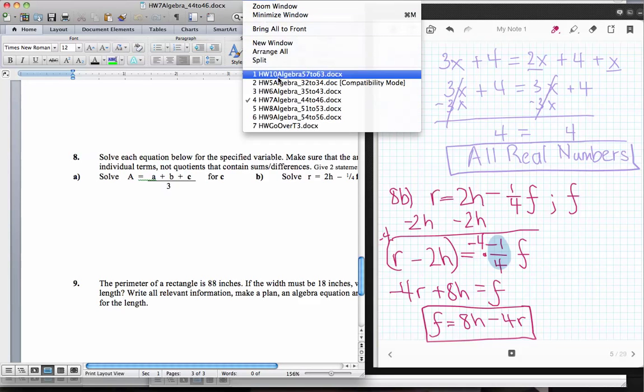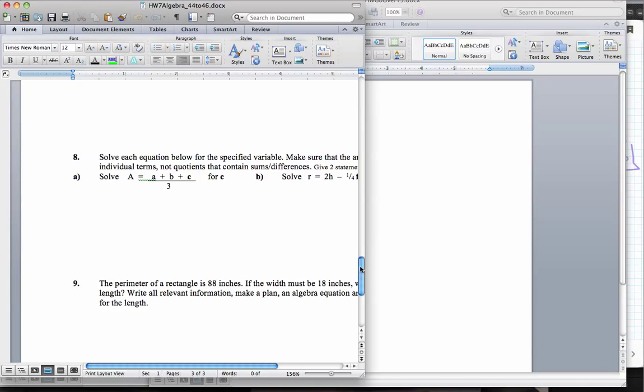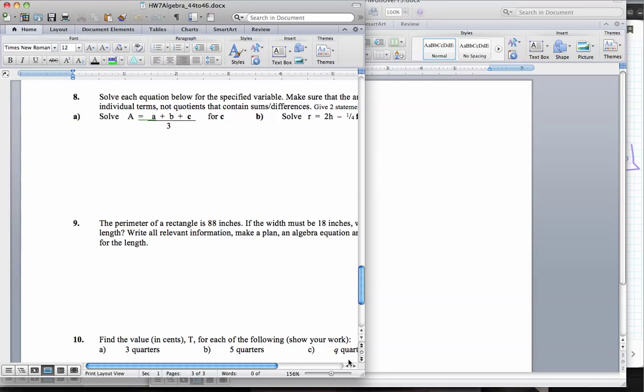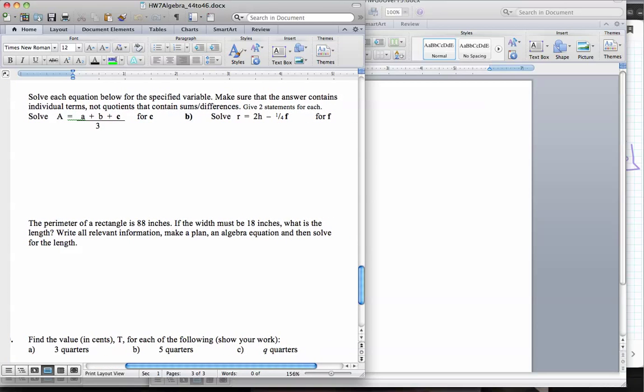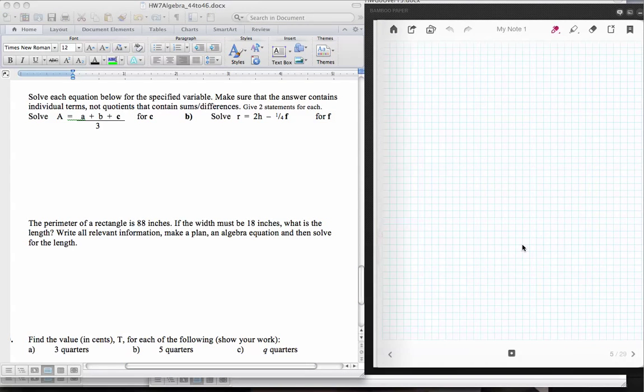Now the next thing I want to do is problem number 9. So we're going to do 9, and this is a word problem. So we're going to look at the perimeter of a rectangle is 88 inches. And the width must be 18 inches. What is the length? Write all relevant information, make a plan, an algebraic equation, and then solve it for the length. So number 9, well, I'm first of all going to draw a rectangle here because that's what it says.